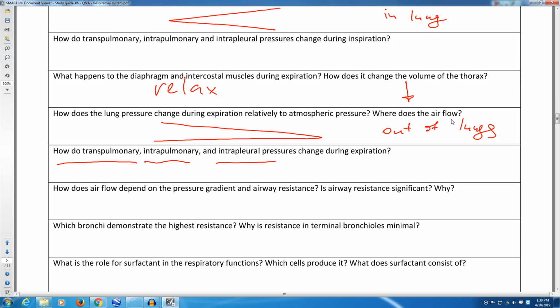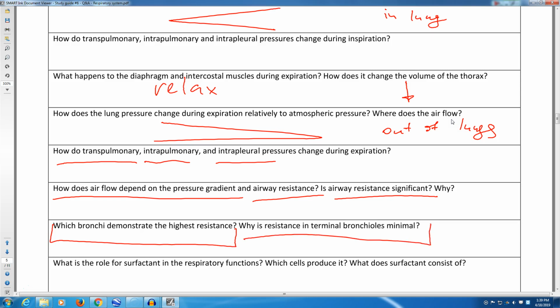How does airflow depend? Airflow follows the pressure gradient. Air flows from high pressure to low. Airway resistance prevents the flow. Airway resistance is insignificant because the lumen is huge, and the lumen cross-section of the bronchioles progressively increases as we move towards smaller bronchioles. The mid-sized bronchi demonstrate the highest resistance. Resistance in terminal bronchioles is minimal because diffusion of the respiratory gas out of the bronchioles into the blood starts to play a role.